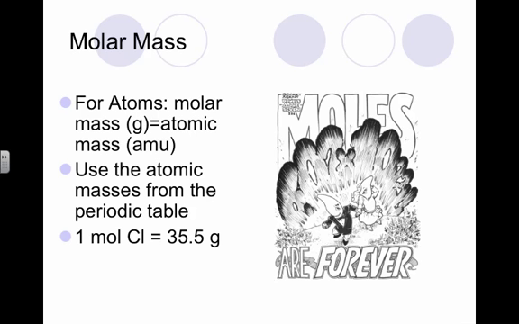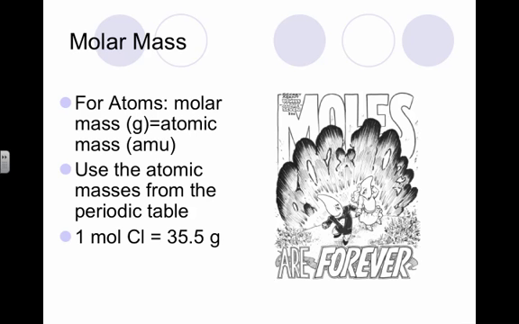We're strictly right now going to talk about molar mass with respect to atoms only. For atoms, the molar mass is equal to the atomic mass in AMUs. So the numbers you see in decimals on the periodic table are how many AMUs an atom weighs, but it's also how many grams a mole's worth of those atoms weigh. Because the two are actually related to each other.